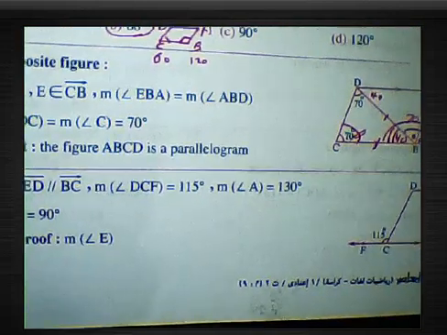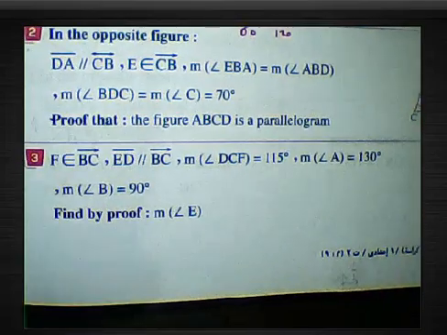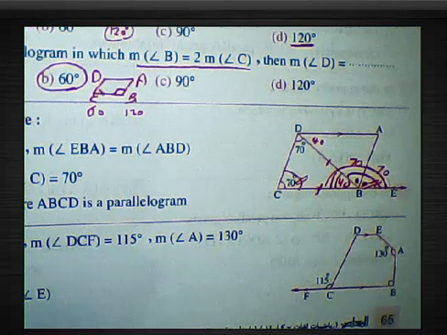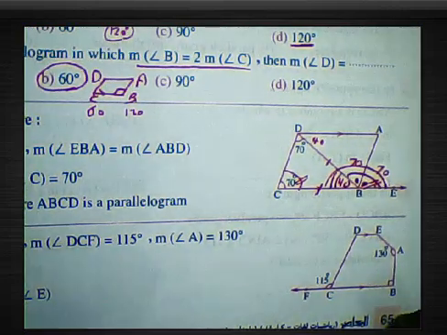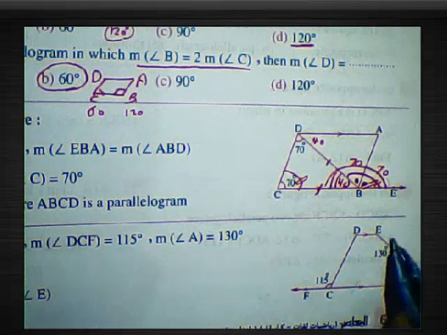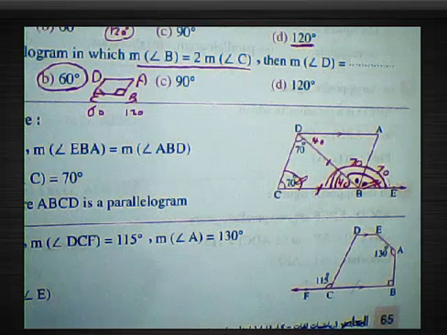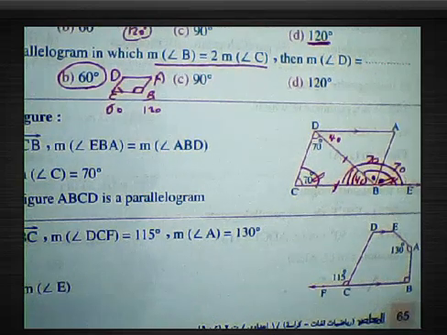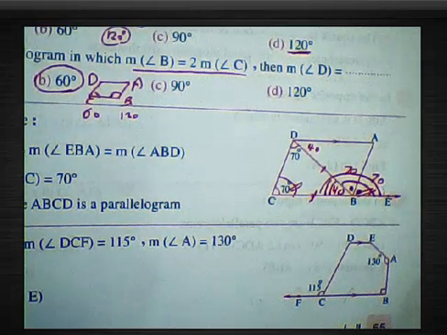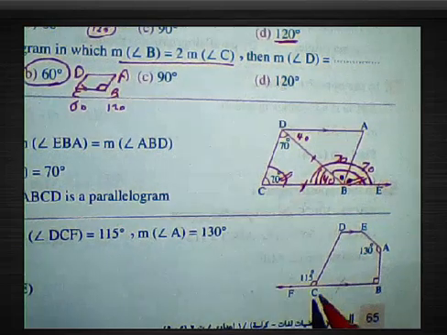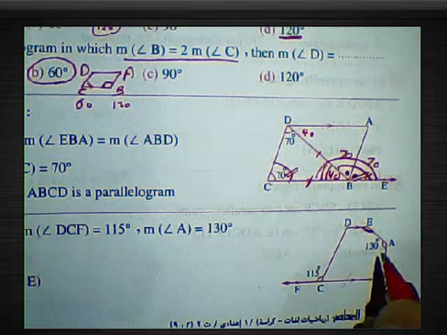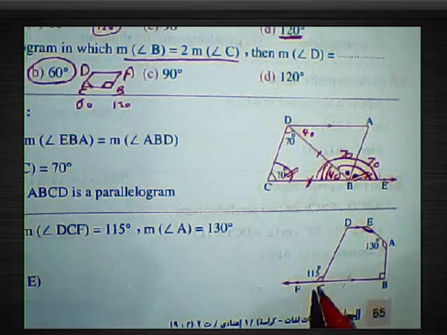Question number 3. Look at this polygon here. We have a polygon, and how many sides do we have? 1, 2, 3, 4, 5. It's a polygon of 5 sides. Okay, he wants to find the measure of angle E. He asked about the measure of angle E here. He gives us 130, 90 degrees, 115.